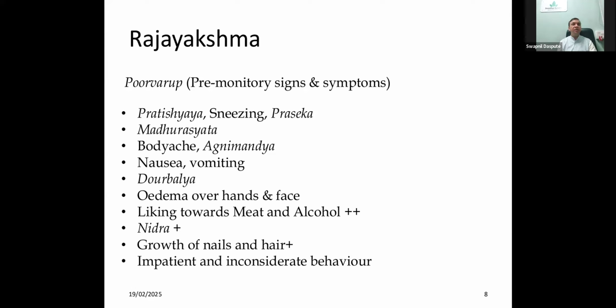Impatient and inconsiderate behavior. This will happen because of depletion of what? Which dhatu? Rakta? Rasa. Rasa dhatu is basically responsible for most of the behavioral things, the psychological things. Okay, rasa dhatu.